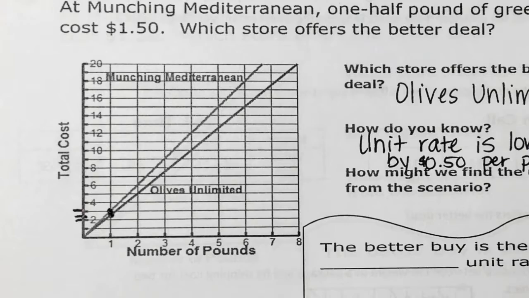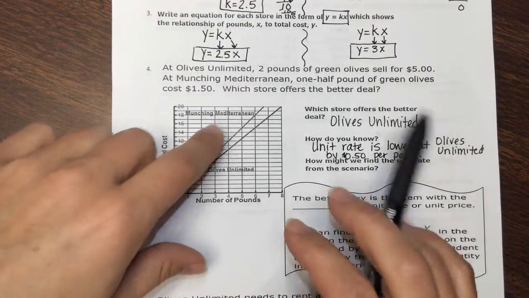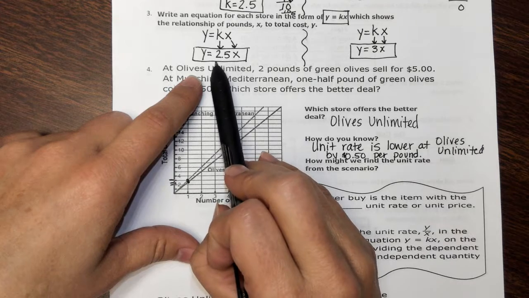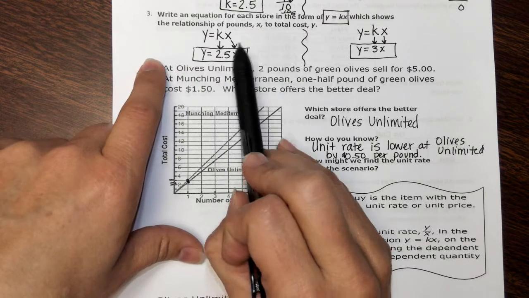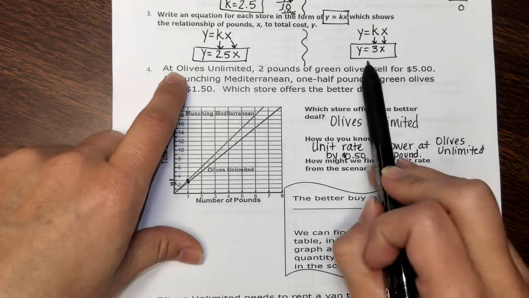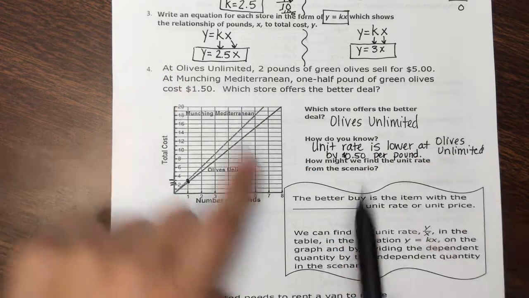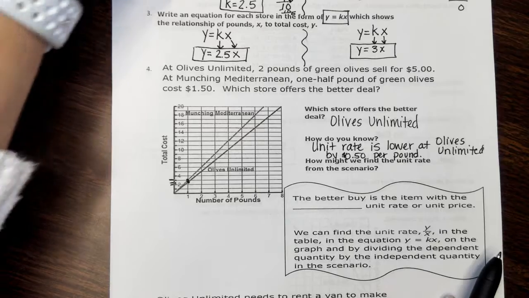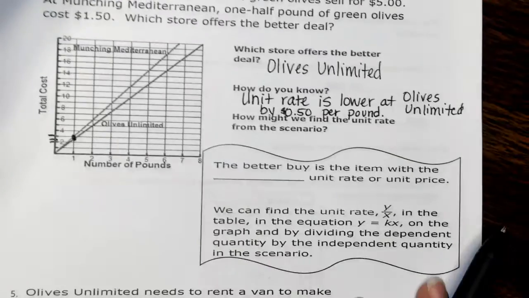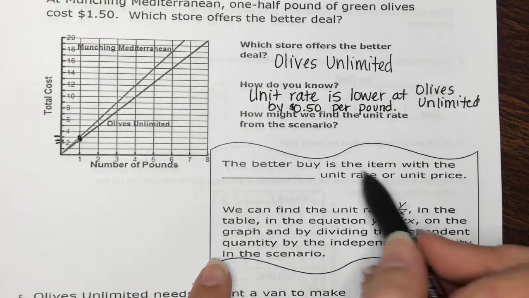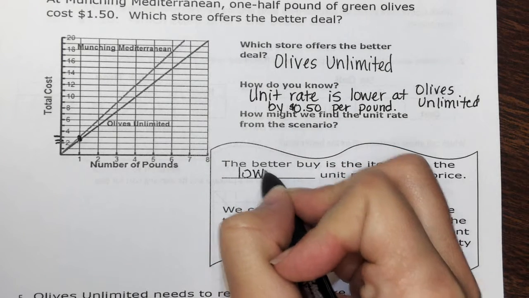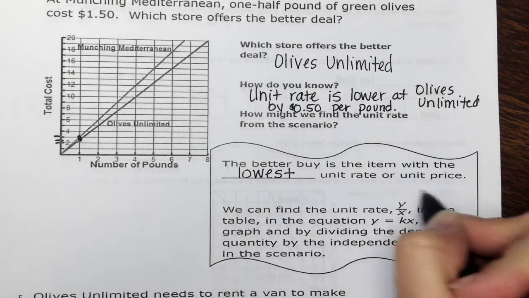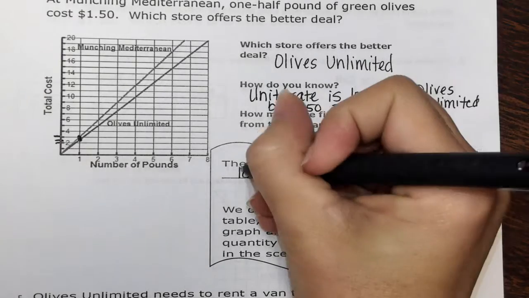In an equation, y'all, how do you find unit rate in an equation? It is your what? Your coefficient. My unit rate, I can look at this equation and go, oh, the unit rate's 2.5. Oh, the unit rate is 3. That's what this next section is saying to us right here. It says the better buy, let's go ahead and fill this in. The better buy is the item with the lowest unit rate or unit price. Okay.